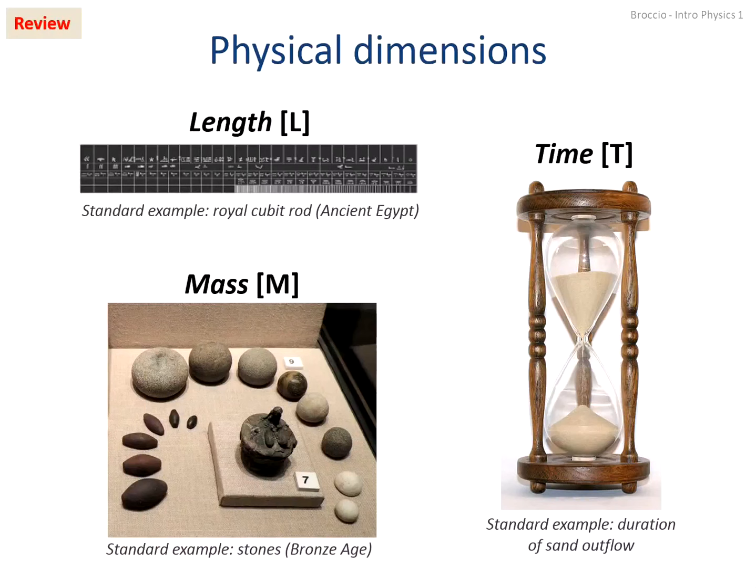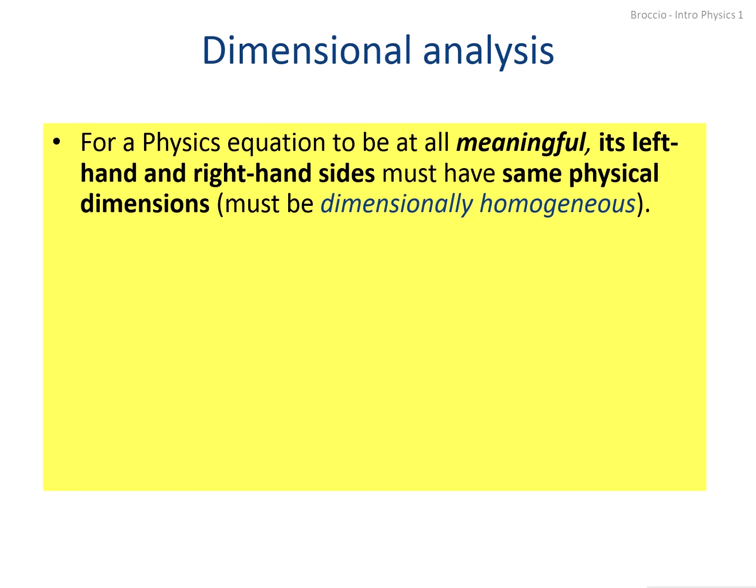By physical dimensions, we mean the kinds of physical quantities that can be measured, such as length, mass, time, and so on. In physics, there is a very important idea that we should always keep in mind. If you want to write down a physics equation that is at all meaningful, you need to make sure that the left-hand side and the right-hand side have the same physical dimensions. In physics jargon, we say that the two sides are dimensionally homogeneous.